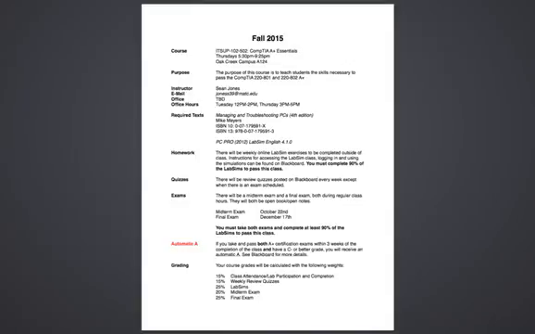Required texts. We are going to be using Managing and Troubleshooting PCs, 4th edition by Mike Meyers. This is an older book. It was released in 2012, and there are used copies available at Amazon and in other places online. It's also available in the bookstore. It's very important that you have this book because we will be doing a lot of work from it.